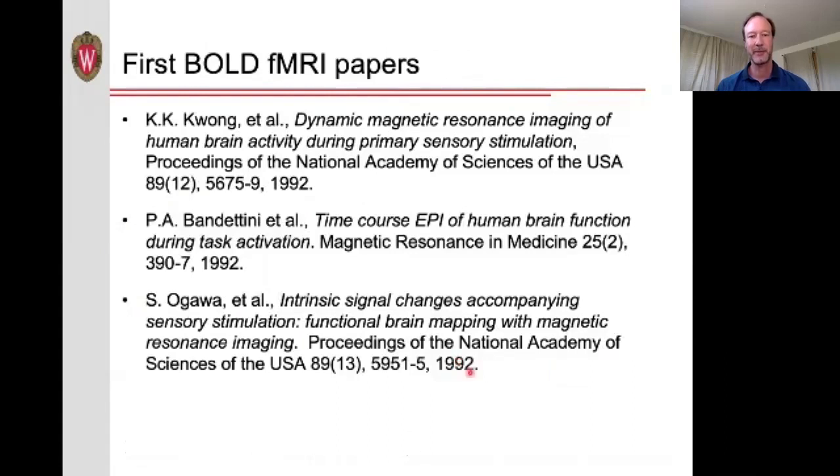So the first three papers, all of which came out about the same time, one from Ken Kwong from the Massachusetts General Hospital, one from Peter Bandettini and colleagues from the Medical College of Wisconsin, and one from Seiji Ogawa and colleagues from the University of Minnesota. Now, if you look at the details, I believe, in discussions that I've had with Peter at least, Ken Kwong was perhaps the first to actually demonstrate fMRI, although Peter Bandettini and the group at the Medical College of Wisconsin were the first to do this with echoplanar imaging.